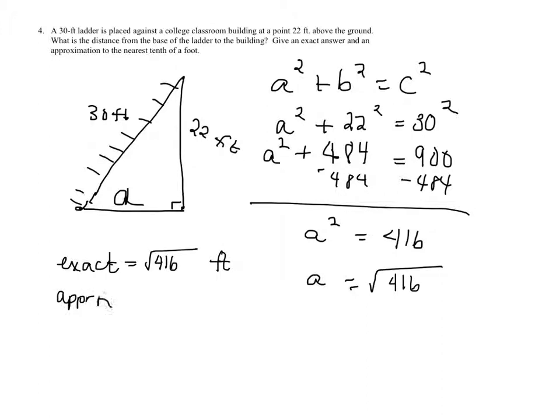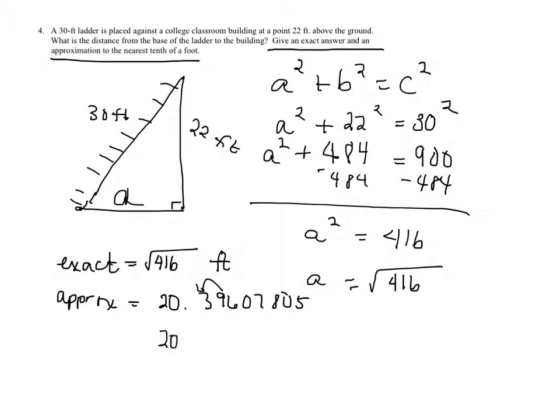And now my approximate. I use my calculator. It gives 20.39607805, and it says give an exact answer and an approximation to the nearest tenth of a foot. So the 9 makes the 3 go to a 4. So my approximation is 20.4 feet.